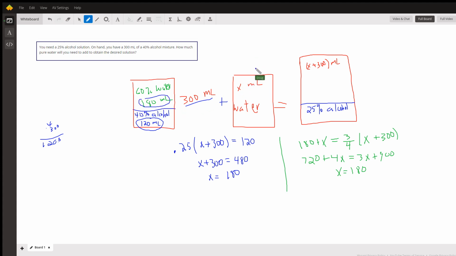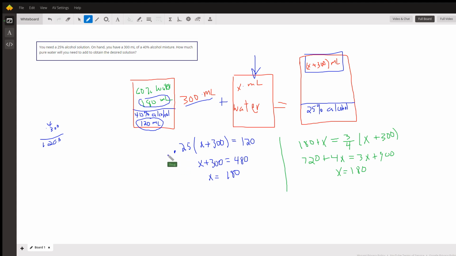The point is we're going to add X milliliters of water, no alcohol at all. And what will we end up with? Well, 300 milliliters here plus X milliliters here tells us that this beaker contains this much liquid, X plus 300 milliliters, 25% of it is alcohol.